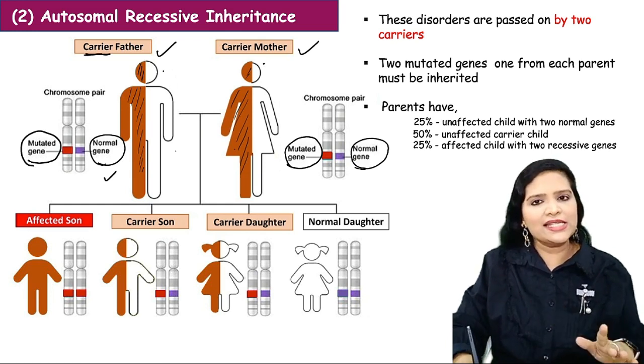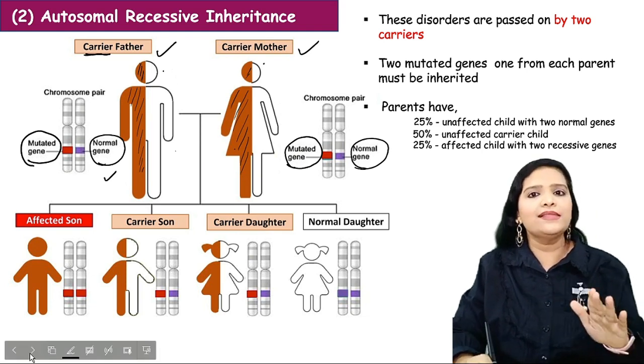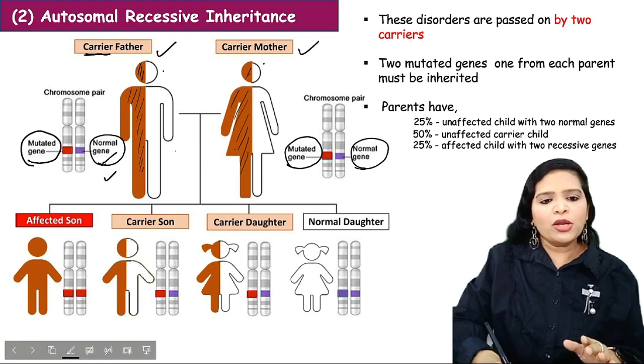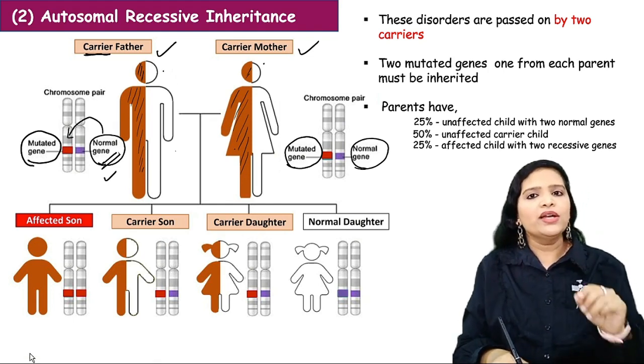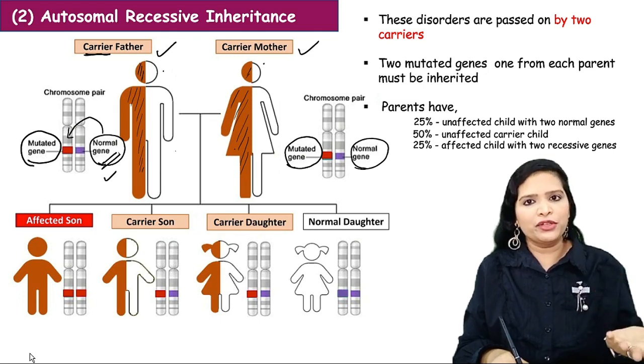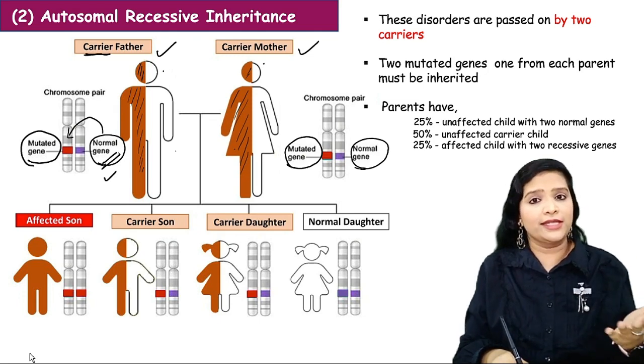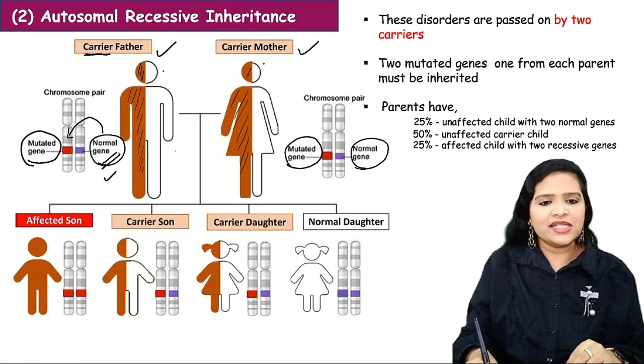They will not have any symptoms. Nothing. They look healthy, because the normal gene overtakes the function of the mutated gene in case of autosomal diseases. So the defectiveness will not appear phenotypically. They will be healthy. Now what happens here?